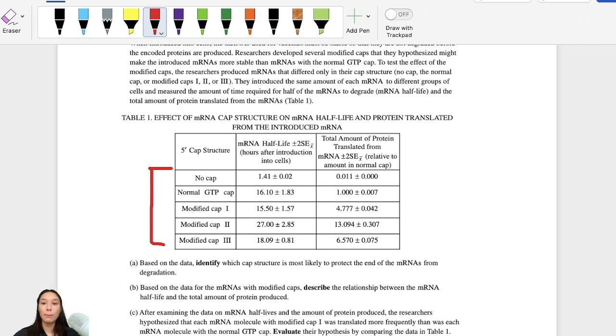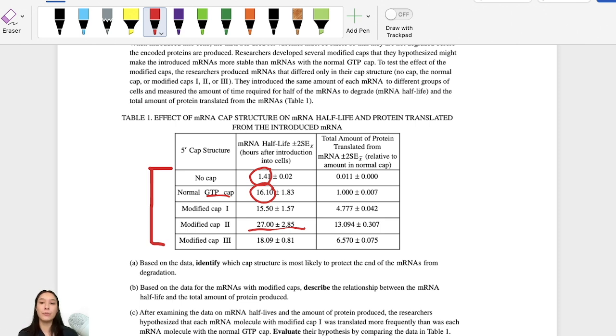So what this no cap one is saying is that in 1.4 hours, half of the mRNA is degraded. Not great. In 16.1 hours, half of the mRNA is degraded for the normal GTP cap. Okay, so in this case, what we're going to be looking for is the one that has the highest number, right? Because that means it took the longest to degrade the mRNA. So in this case, the answer for this one is modified cap 2.